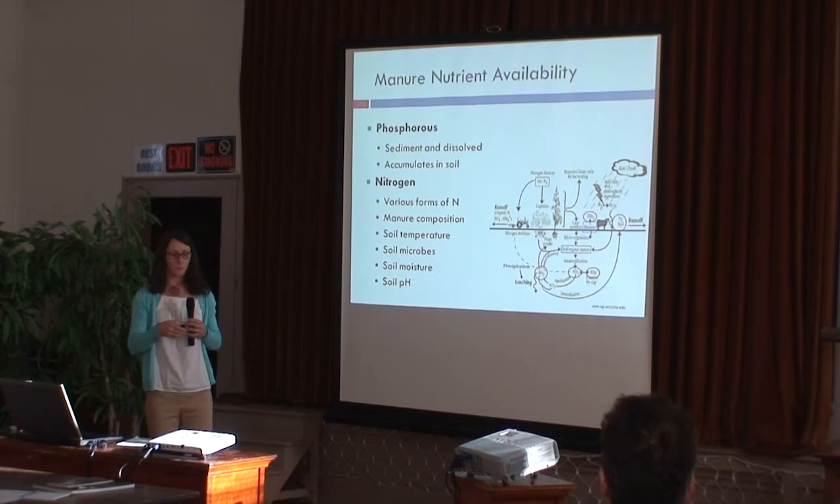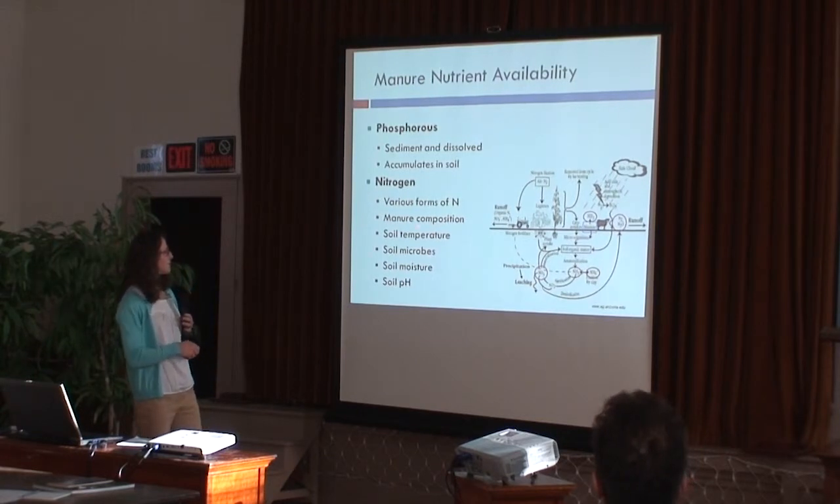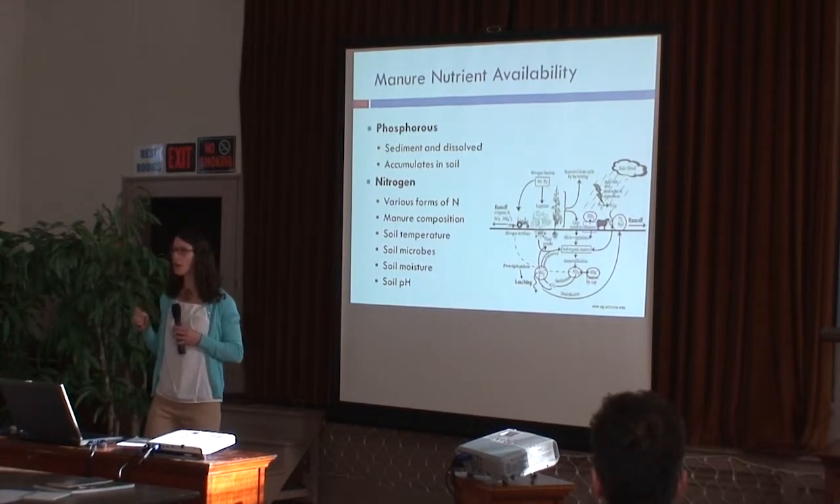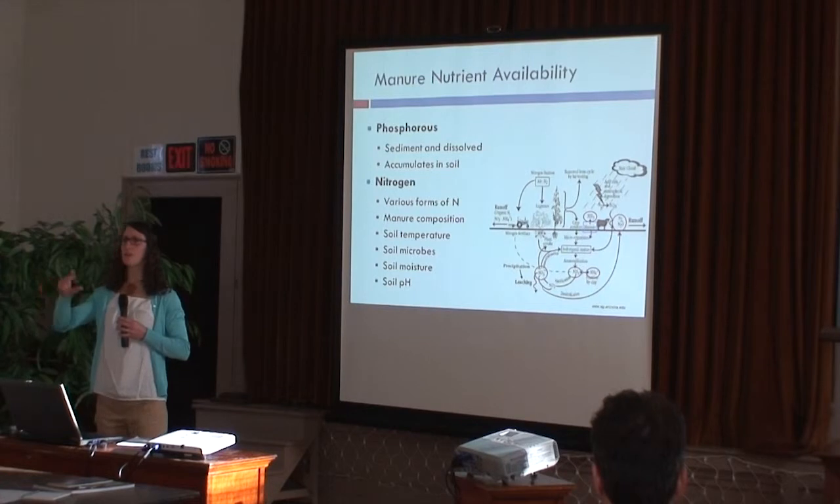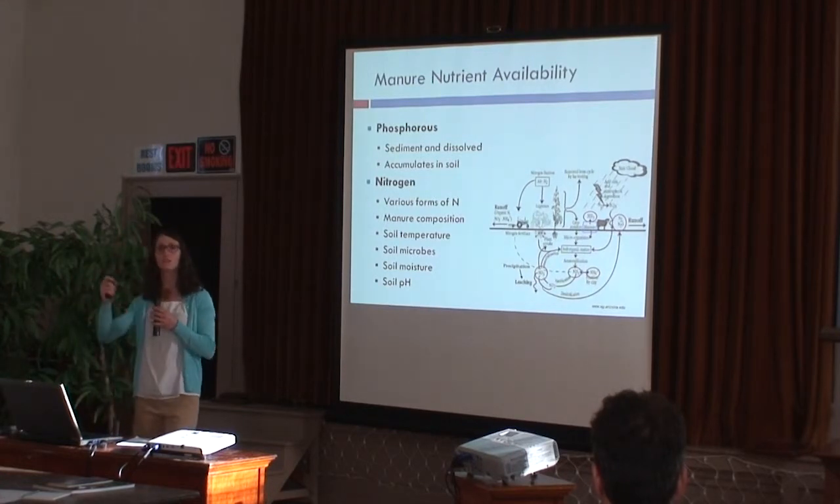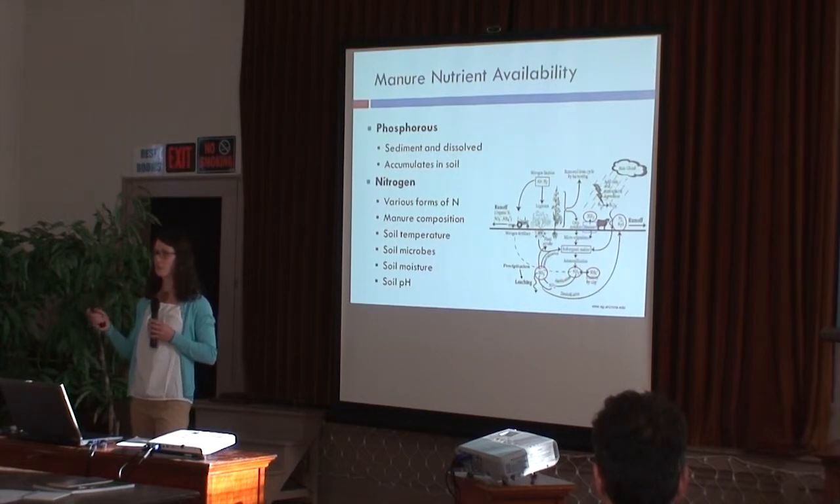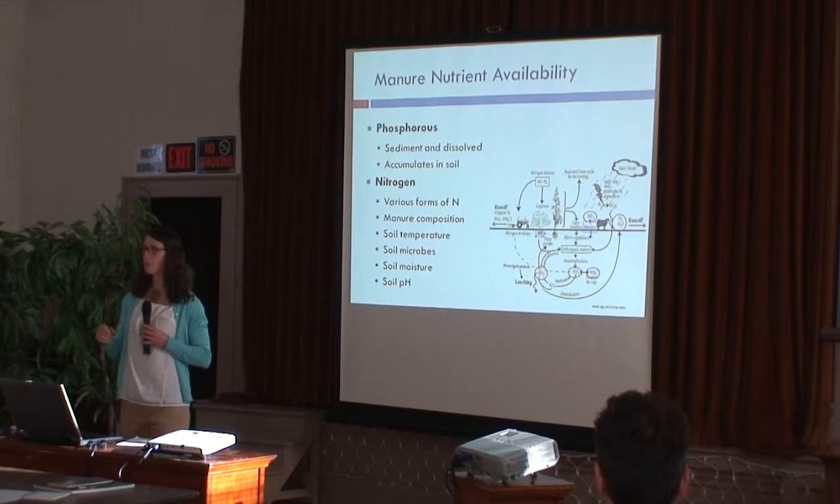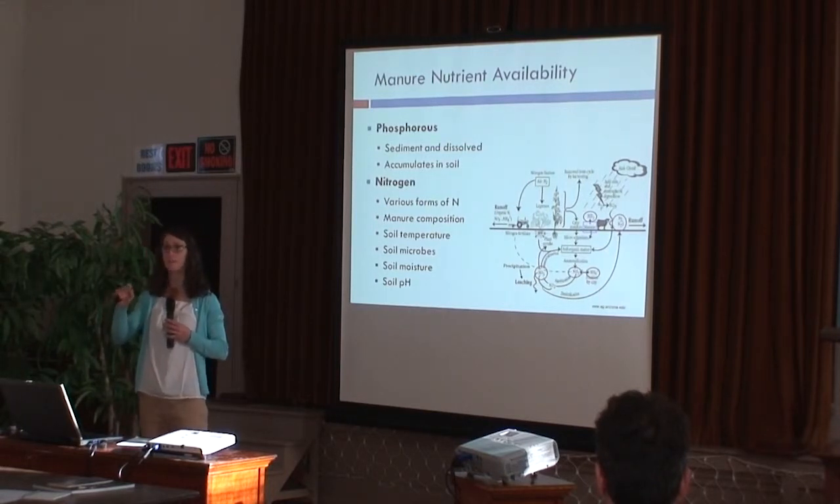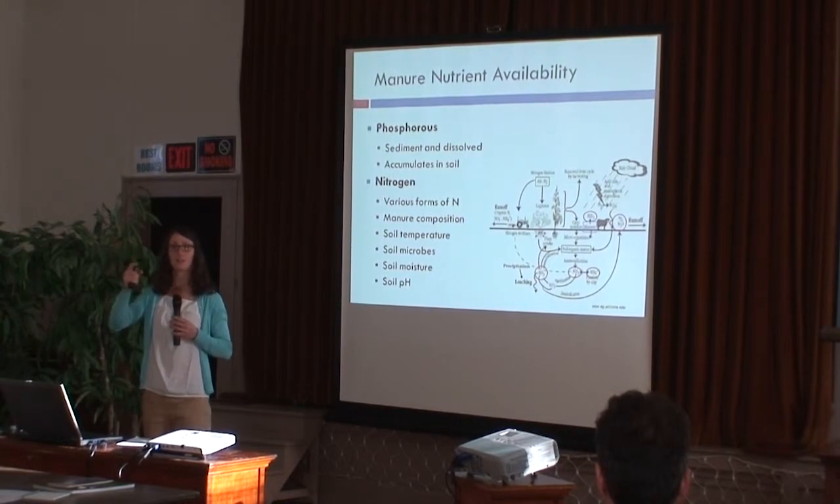But again, with manure, we have to consider soil temperature, microbes, soil moisture, soil pH. What is that manure composition that you're putting on? A lot of things go into the availability of that manure nitrogen and the conversion rate to that plant usable form. For instance, when we think about soil temperature in particular, the soil has to be approximately greater than 40 degrees Celsius for the soil bacteria and microbes to convert it to nitrate.